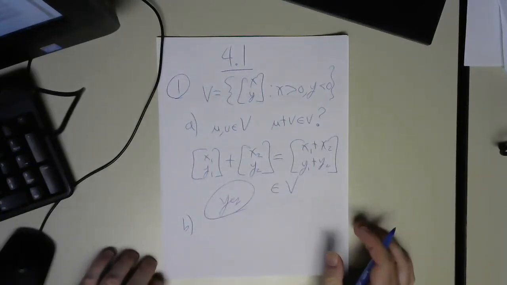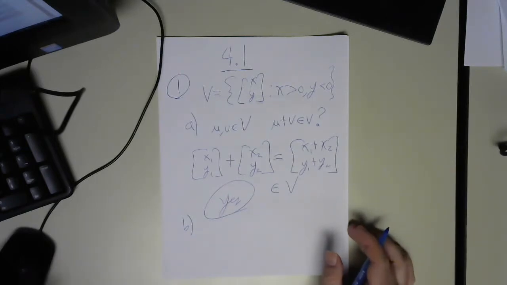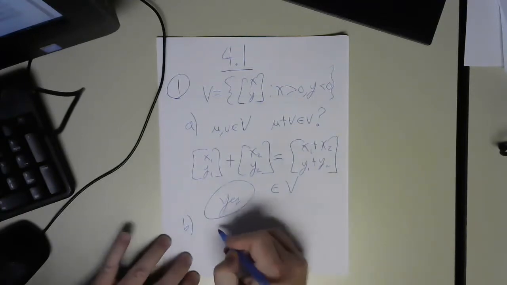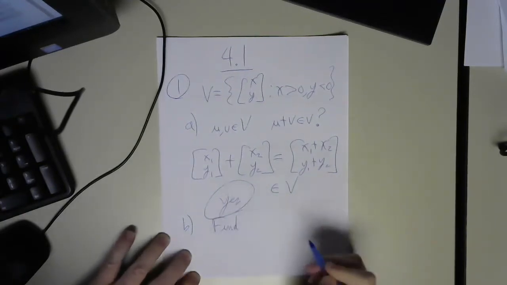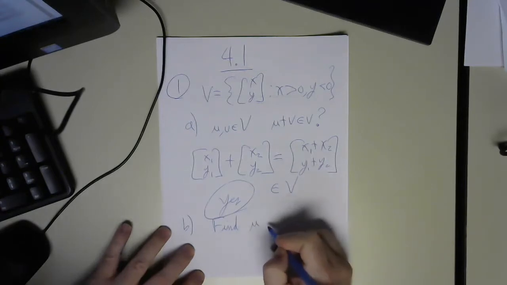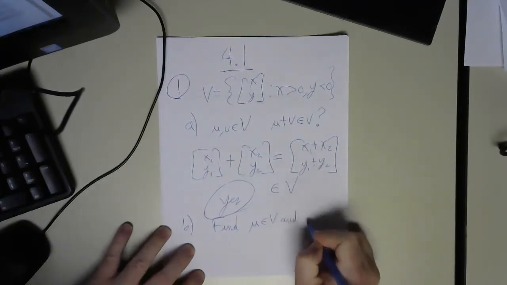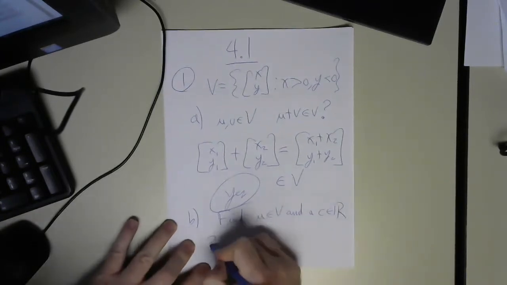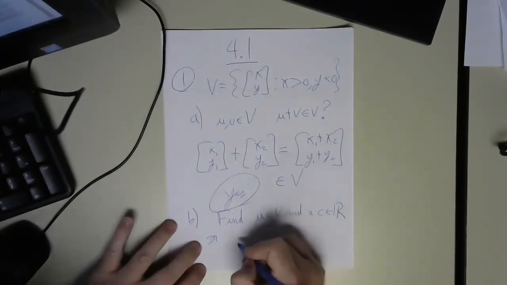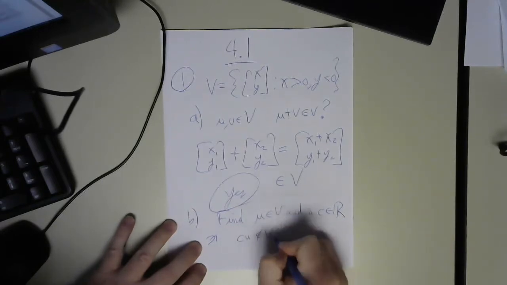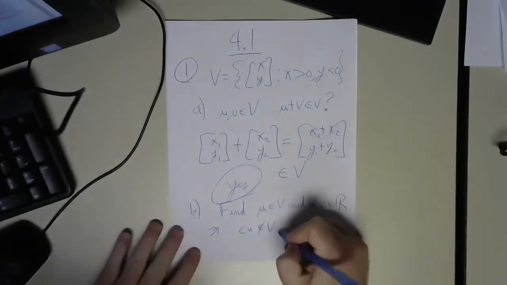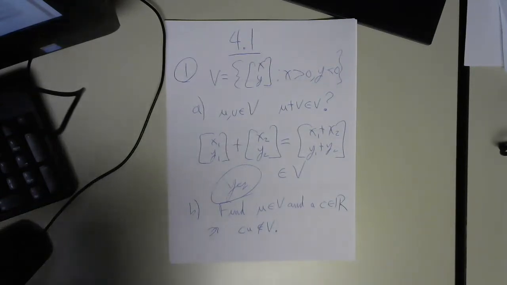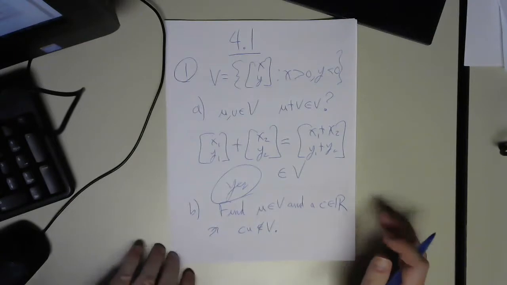Part B. Find a specific vector u in V and a specific scalar c such that cu is not in V. So that would prove it's not a vector space. But they're basically saying find a u in V and a real number c such that cu is not in V. If we can find such a u and such a c, that'll prove that's not a vector space because both of those conditions have to be satisfied. It also has to have the zero vector, by the way.